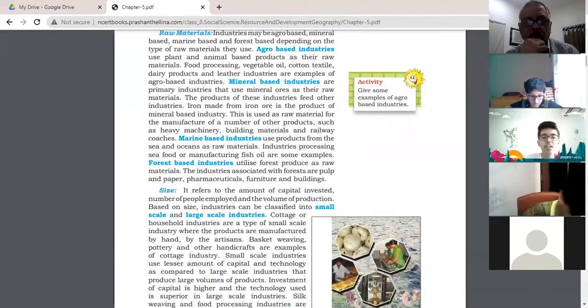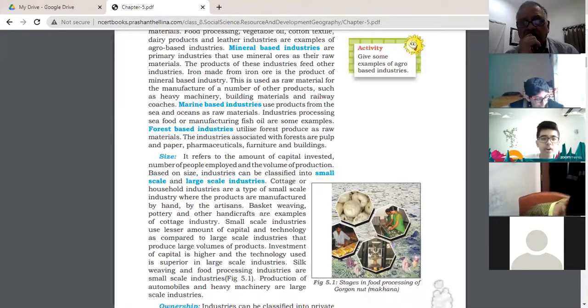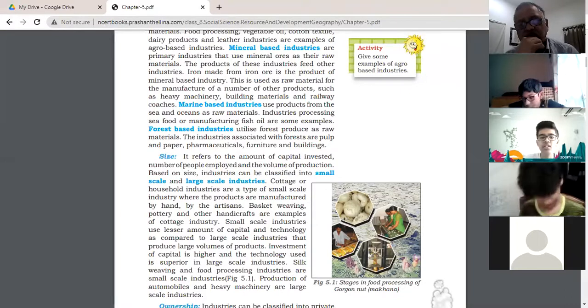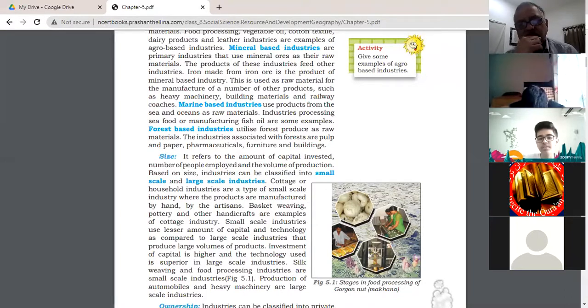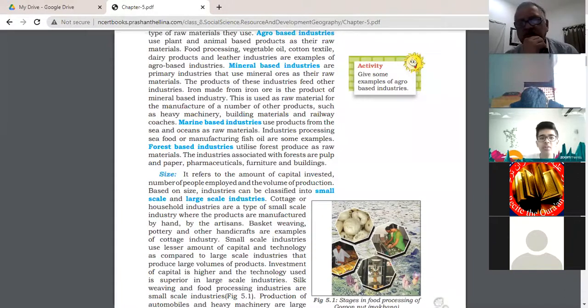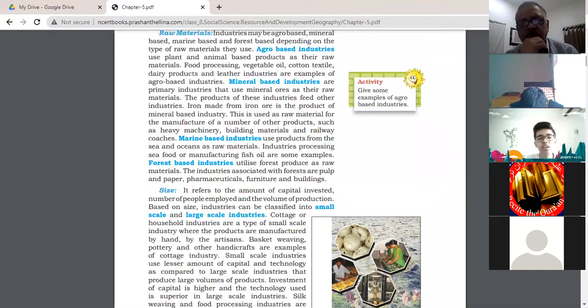Then marine based means from the seas they will get the sea products from the oceans, like fish oil and seafood. The forest based, these people go to the forest and they get the raw materials from there, like pulp for paper, medicines, furniture, and buildings. Okay, this is for the raw materials: agro based, mineral based, marine based, and forest based.